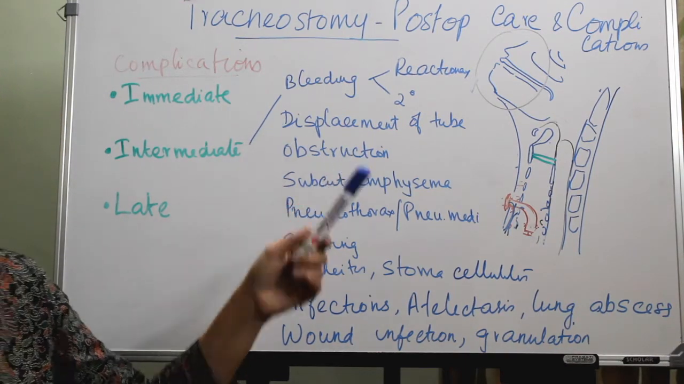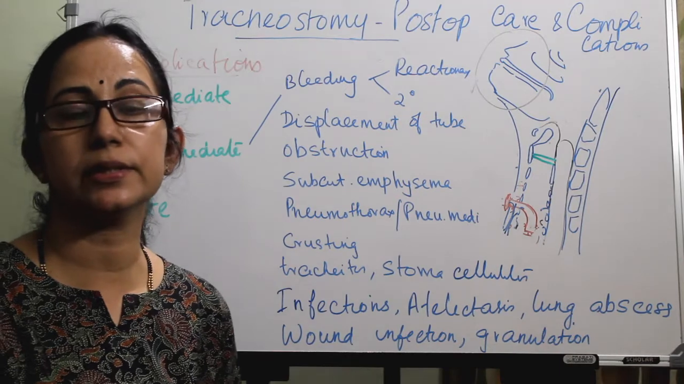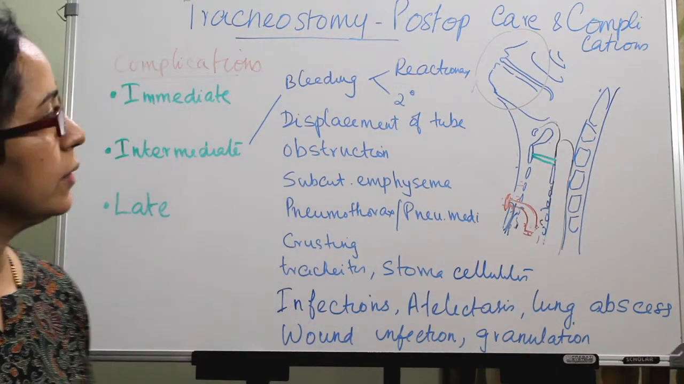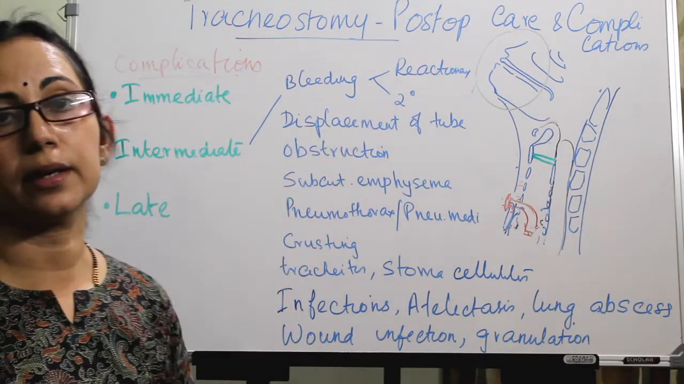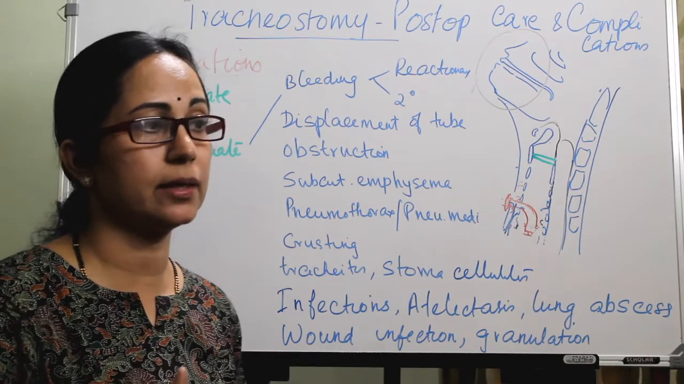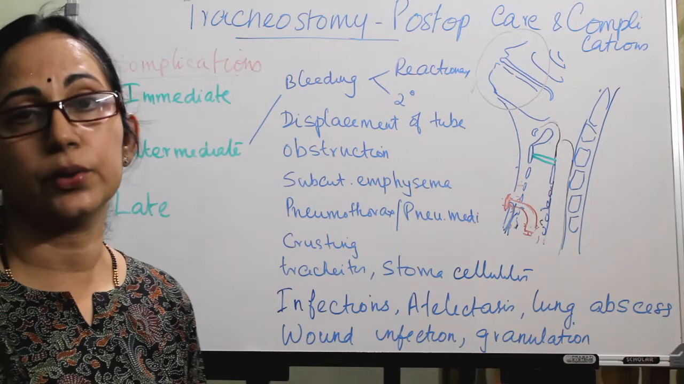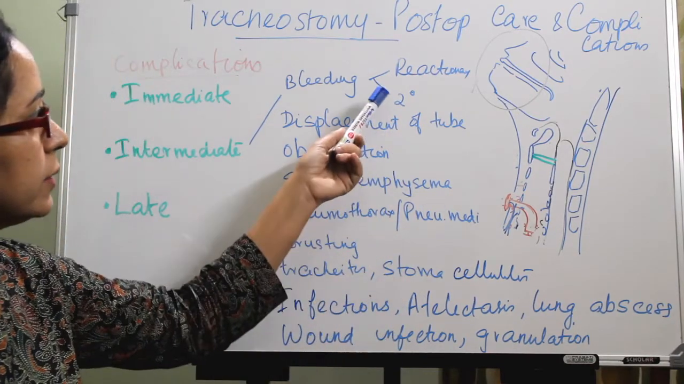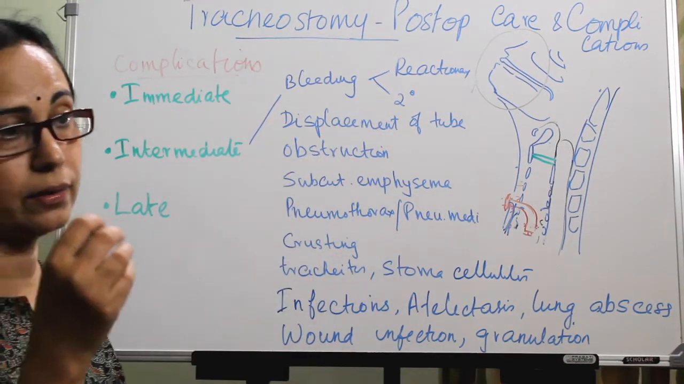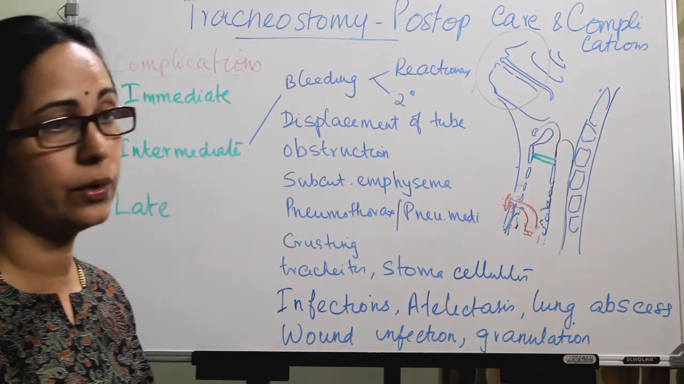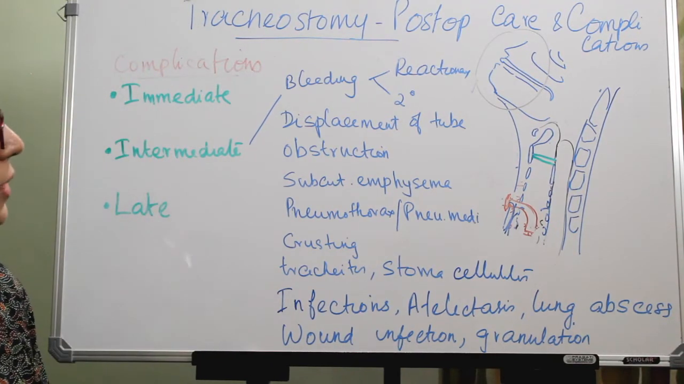Bleeding can occur. As I already told, the anterior jugular vein is there, inferior thyroid vein is there. So it can be a reactionary or secondary hemorrhage. What is this reactionary and secondary hemorrhage? That was told along with my class in adenotonsillectomy. So you can go and see the video on tonsillectomy, complications of tonsillectomy.